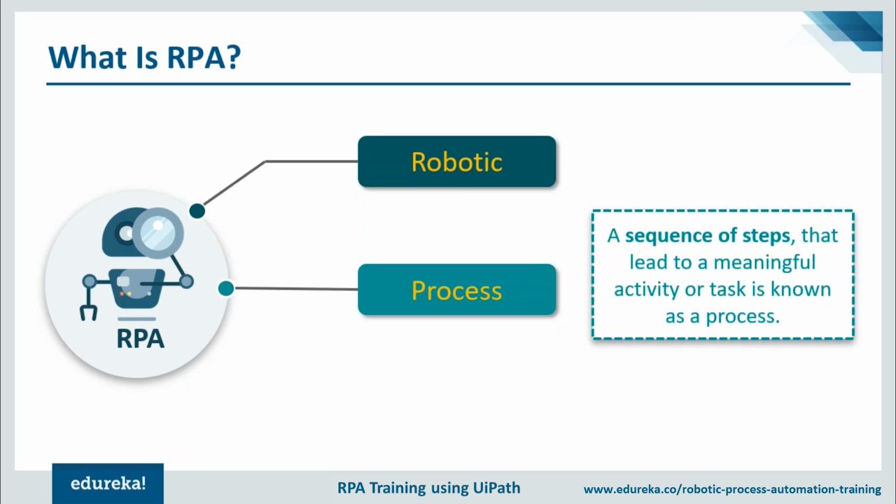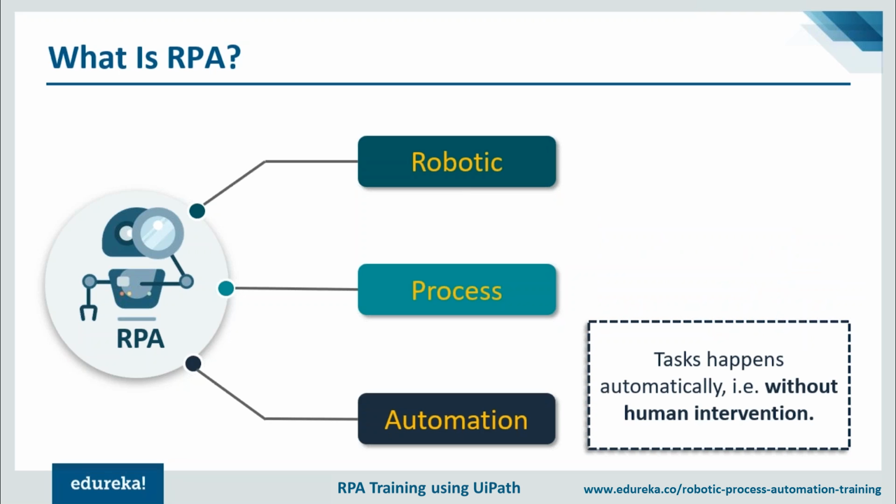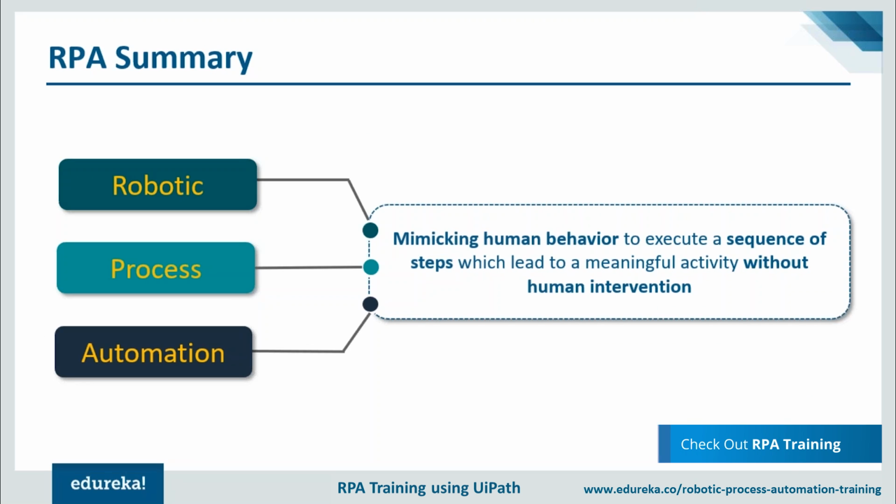Then comes process. So any sequence of steps that lead to a meaningful activity can be called a process. So it could be a process of making coffee or your favorite dish or your favorite recipe or anything. After that comes automation. So automation means doing the task without human intervention. So basically, any entity that performs tasks without human intervention is said to be automated. So now let's just summarize all these terms together. So robots mimicking human behavior to execute a sequence of steps which lead to a meaningful activity without human intervention is said to be RPA.